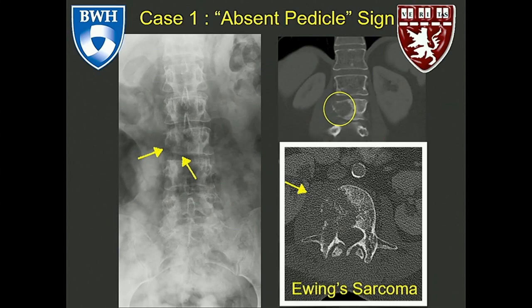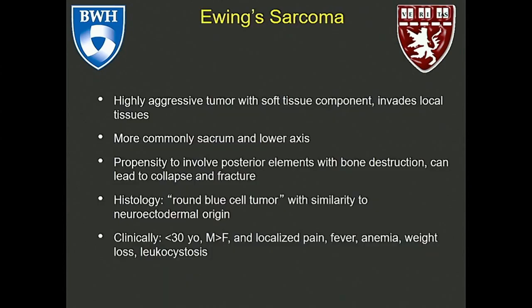So in this particular case, this patient had a history of Ewing sarcoma previously, and after biopsy of this lesion, this was determined to be metastatic Ewing sarcoma, which is not very common to see in the spine, but it certainly is with regards to the findings here.